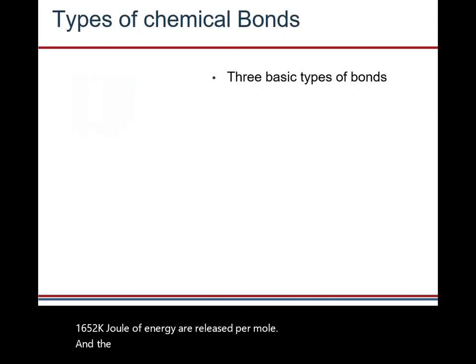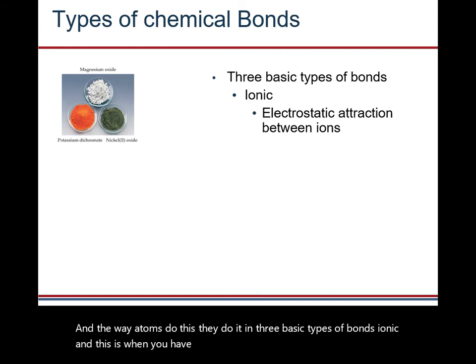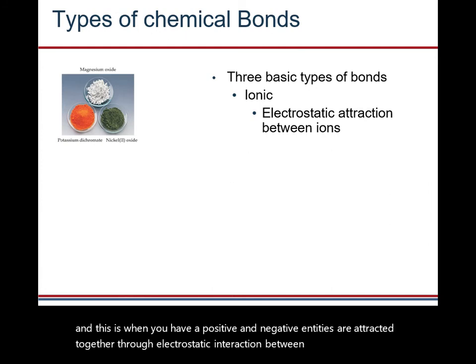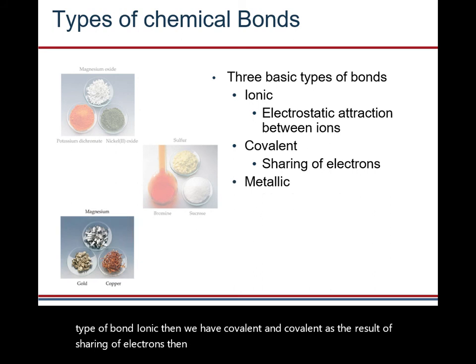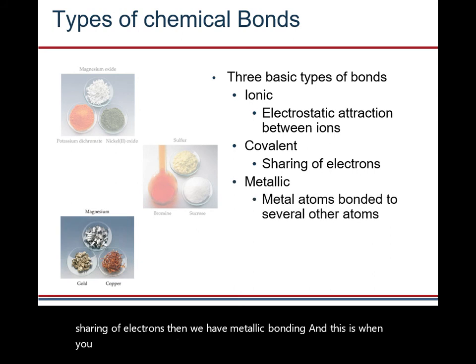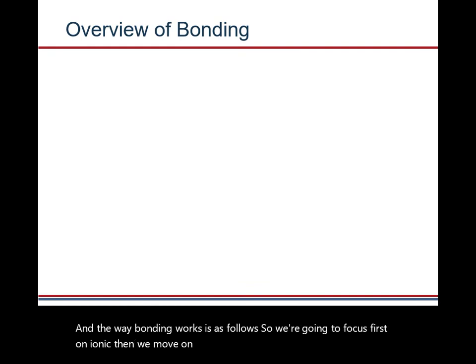And the way atoms do this, they do it in three basic types of bonds. Ionic, and this is when positive and negative entities are attracted together through electrostatic interaction between the ions. We call that type of bond ionic. Then we have covalent, and covalent is the result of sharing of electrons. Then we have metallic bonding, and this is when you have metal atoms bonded together. We're going to focus first on ionic, then we move on to covalent, and lastly, we'll discuss metallic bonding.